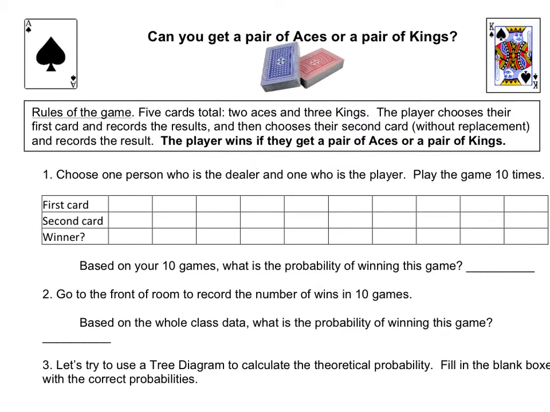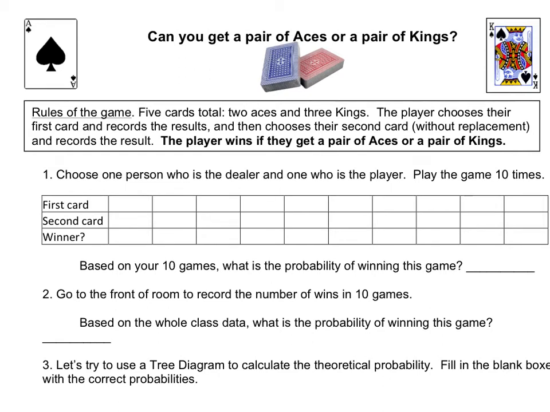The rules of the game are: there are 5 cards total, 2 are aces and 3 are kings. The player chooses the first card, writes down the result, and then chooses the second card without putting the first card back into the 5-card deck, and then records the result of the second card. The player wins if they get either a pair of aces or a pair of kings.